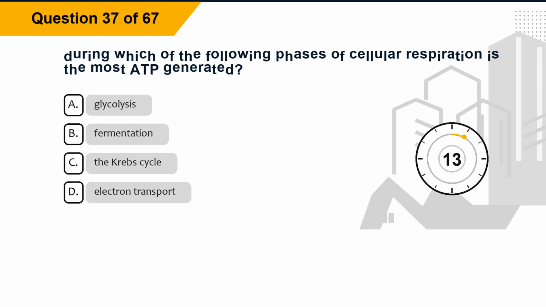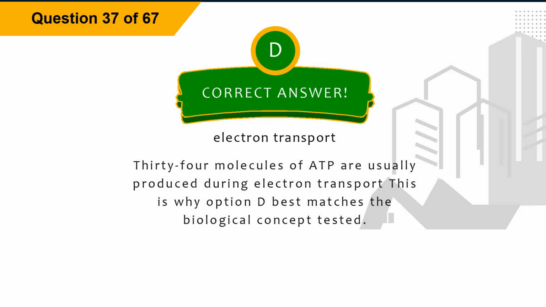Question 37. During which of the following phases of cellular respiration is the most ATP generated? Option A, glycolysis. Option B, fermentation. Option C, the Krebs cycle. Option D, electron transport. The correct answer is option D, electron transport.